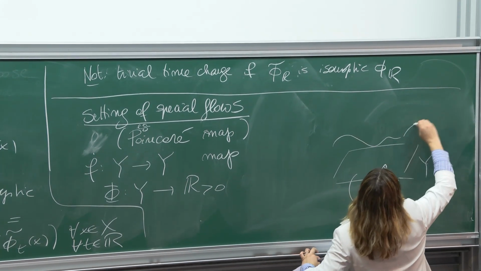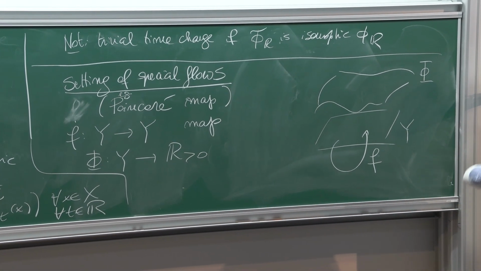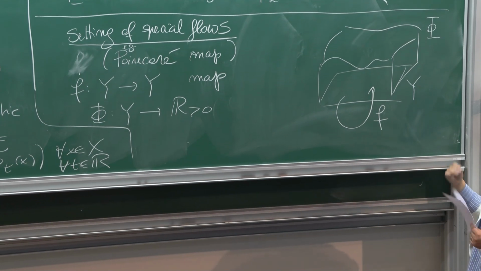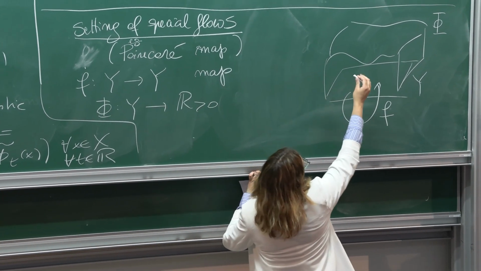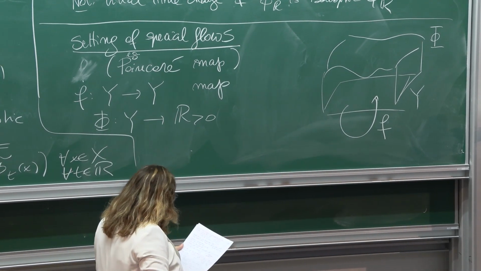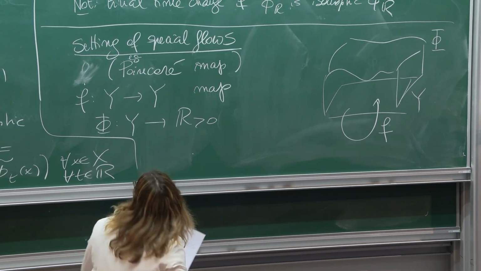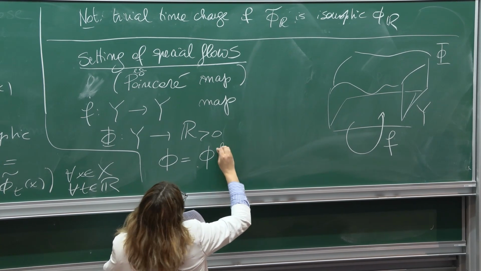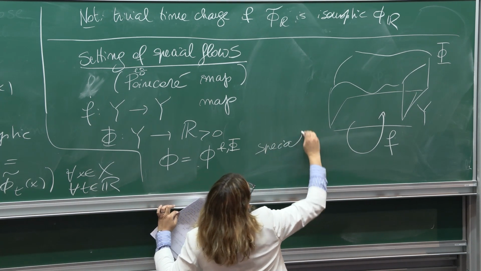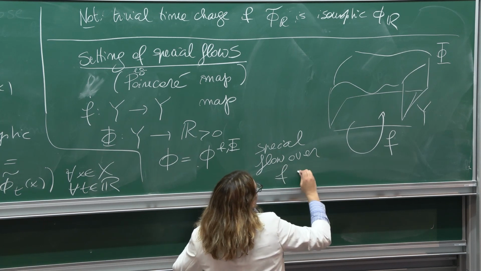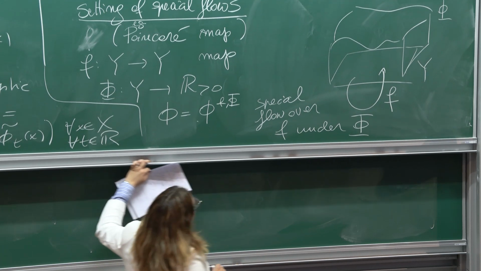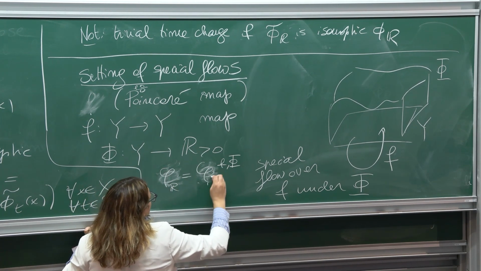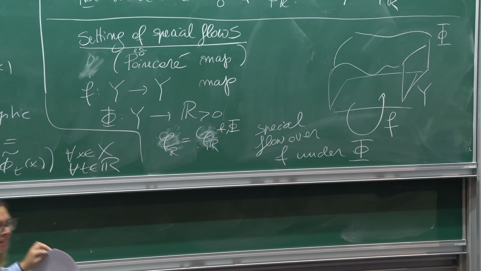I'm repeating from last week, but try to catch up. So I think of this positive function as a roof, a ceiling, and now I define the special flow over f under phi. Sorry, bad letter, because these two look too similar. I don't have enough letters because phi was the isomorphism here. I need another letter. Can you give me a letter which is not used?